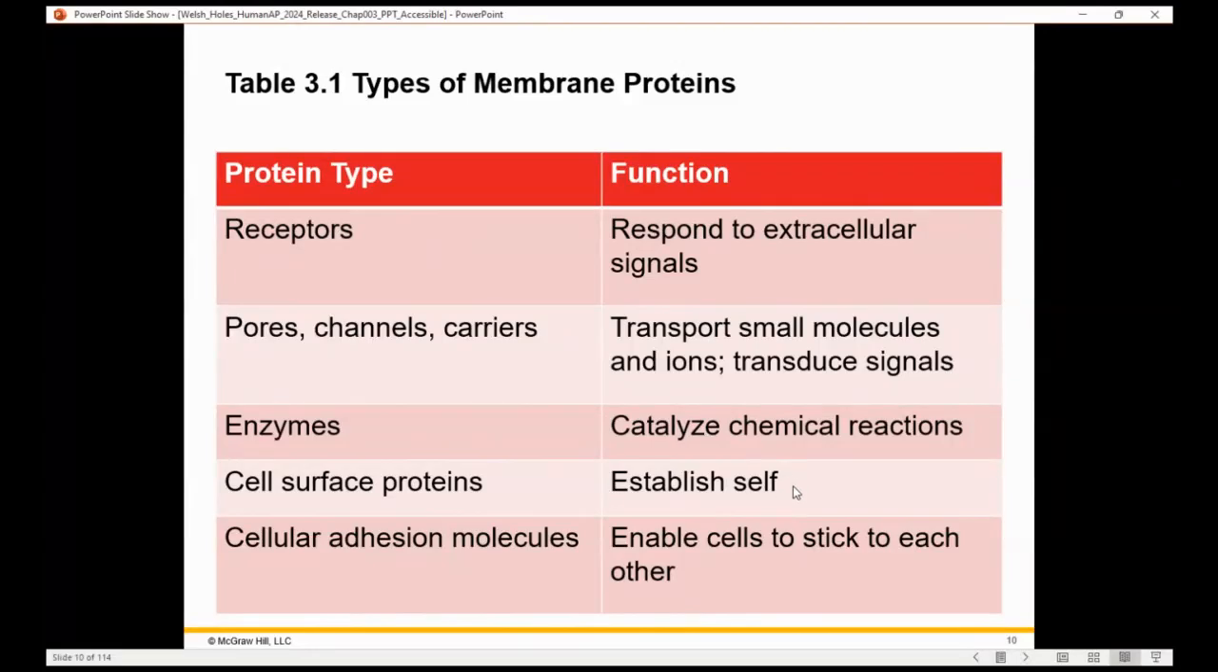We have cell surface proteins that distinguish self from non-self, so other parts of your body recognize itself. This is very important for white blood cells, so they don't attack your own body. Cellular adhesion molecules enable cells to stick to each other.